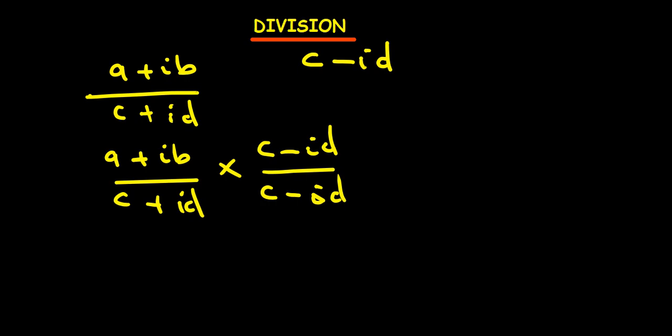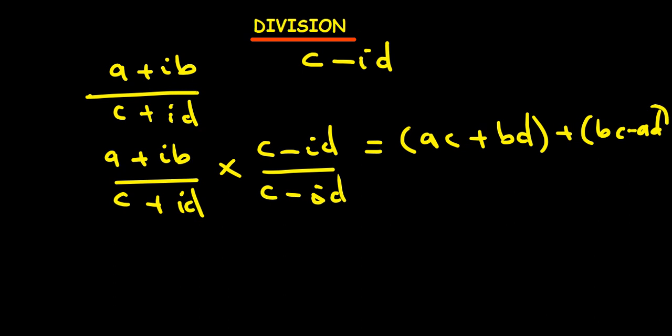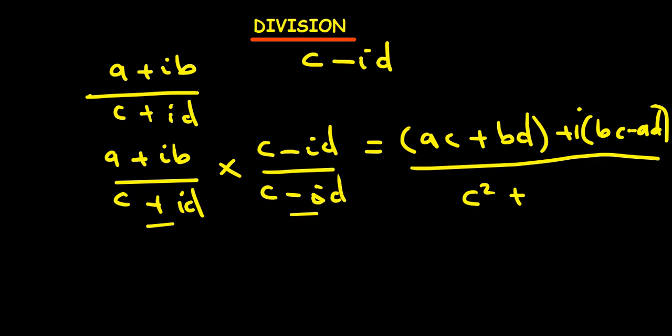So what does that give you? When you work out what's on top, as we have learned, we're going to get ac plus bd, plus bc minus ad, with the i outside there. Then divided by, since we're multiplying the conjugate by itself, we just square c and square d and add them. So that will be over c squared plus d squared.